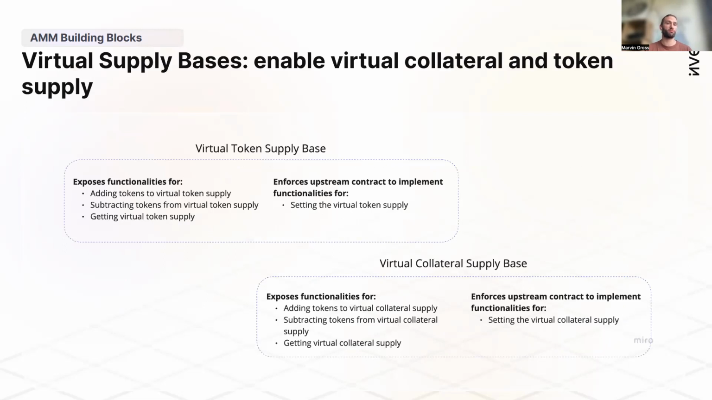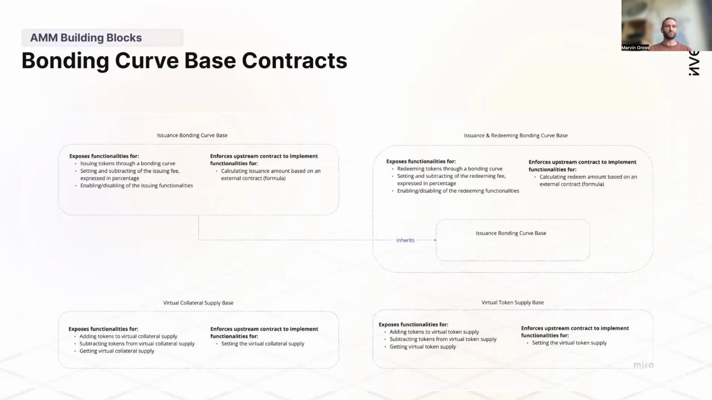The last two building blocks that we've created are the virtual supply bases. They are, of course, very similar. One manages a virtual token supply, the other one the virtual reserve or collateral supply. They enable functionalities for adding tokens to the virtual supply or subtracting from it, getting the virtual supply, as well as setting it. And this is for both the token as well as the collateral. And that is just an overview of the building blocks that we created.